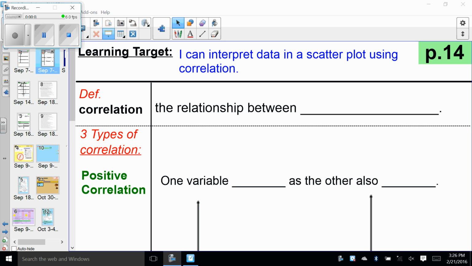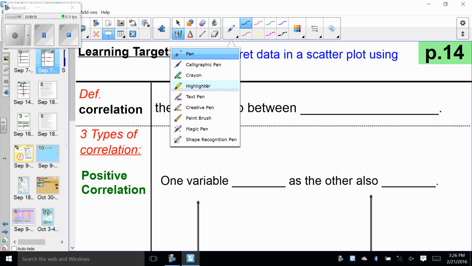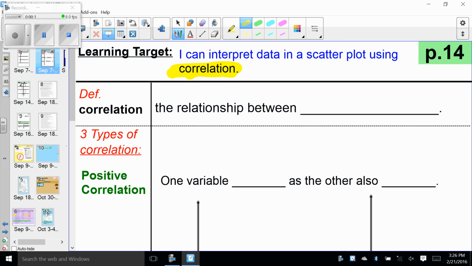Hey, eighth grade. So our learning target today is: I can interpret data in a scatter plot using something called correlation, or how things are connected or correlated. So correlation is a relationship between two variables, the variable x and the variable y. So a connection between what's going on between these two variables.